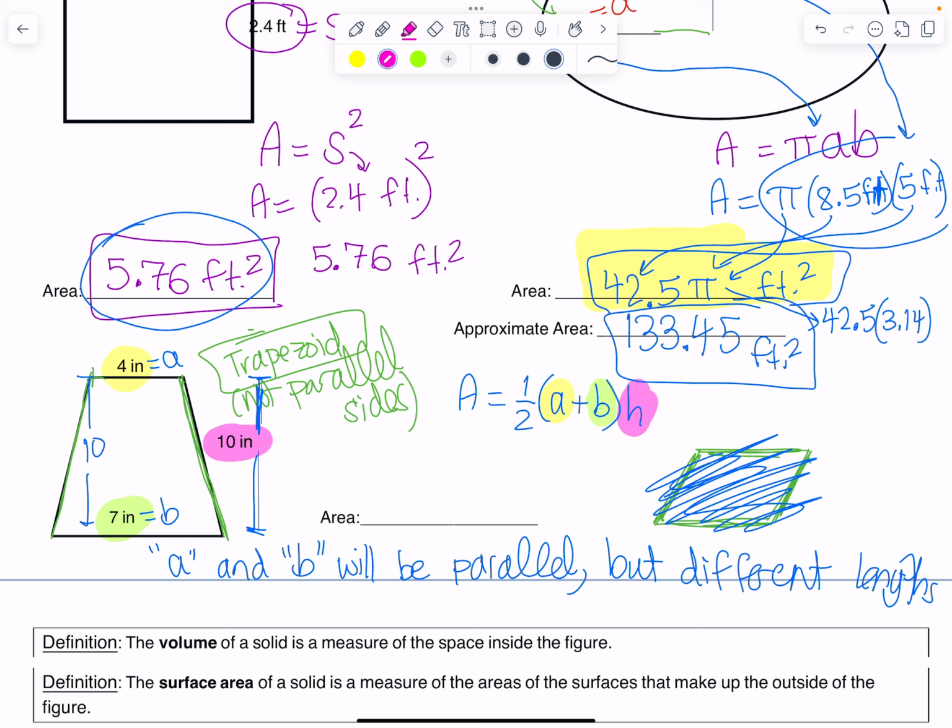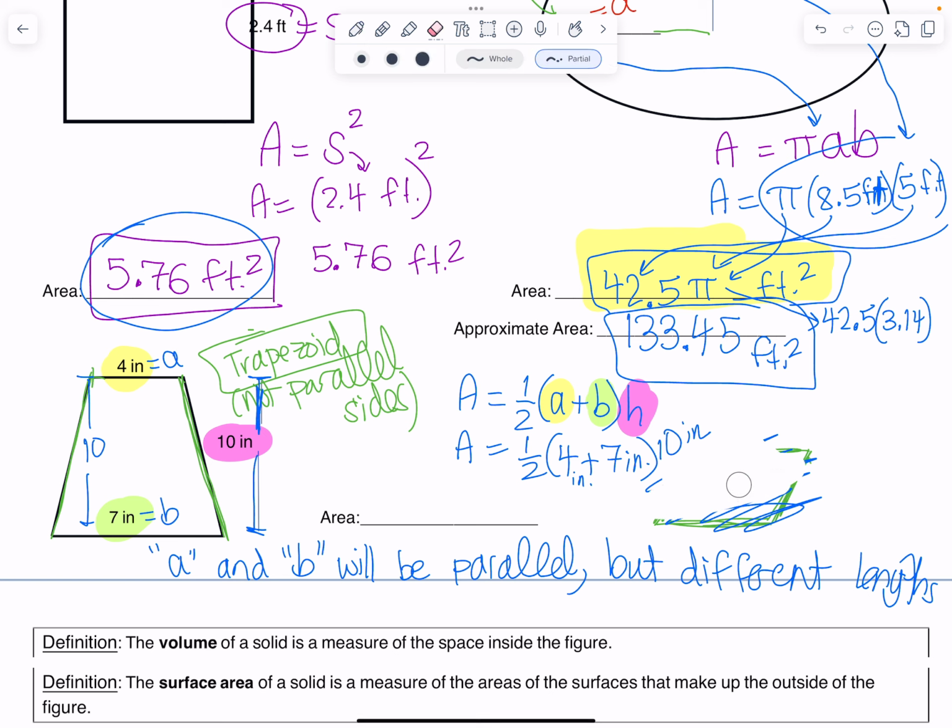And then the half, he's just going to stay exactly, it's just a number, I don't need to replace him. Half, okay, now A, what did we say A was? 4. Oh, I should say inches, sorry. Inches plus 7 was B, inches. And then multiplied by height was 10 inches, okay. Maybe it would help if I erase this picture. That was just to remind us that it's not a parallelogram.